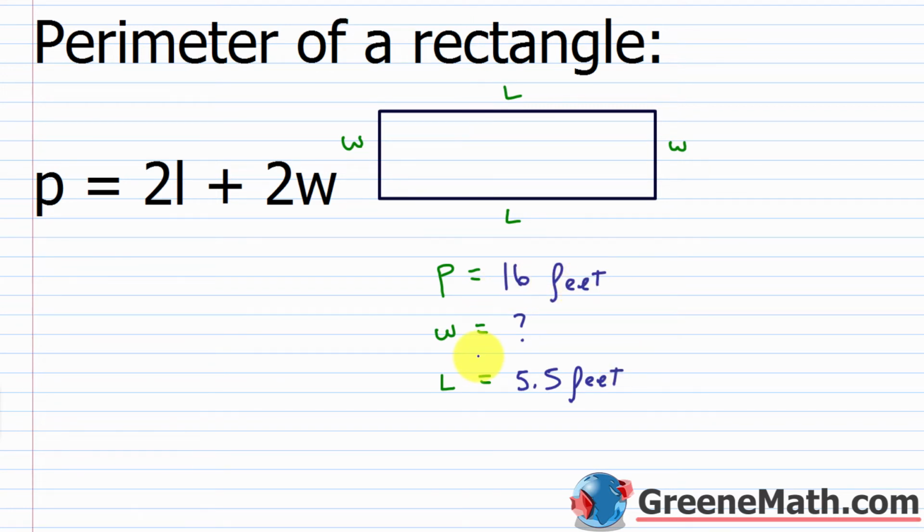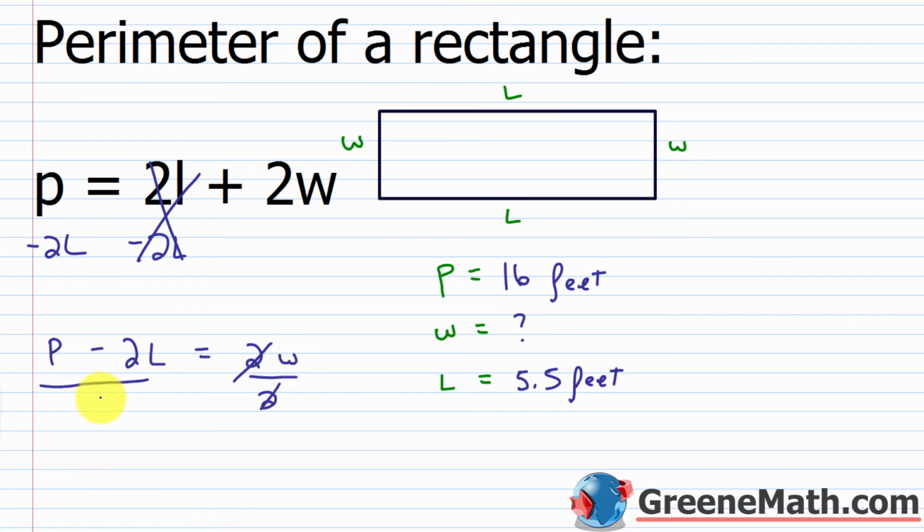Well, now I want to solve the equation for W, or the width. And it's the same thing, it's just a little bit different. I'm going to subtract away 2L from each side of the equation. So that's going to cancel. I'll have P, or the perimeter, minus 2 times L, or the length, is equal to 2 times W, or the width. And again, divide both sides of the equation by 2 so you can isolate W. And what I'm going to have is that W, or the width, is equal to perimeter minus 2 times the length over 2.